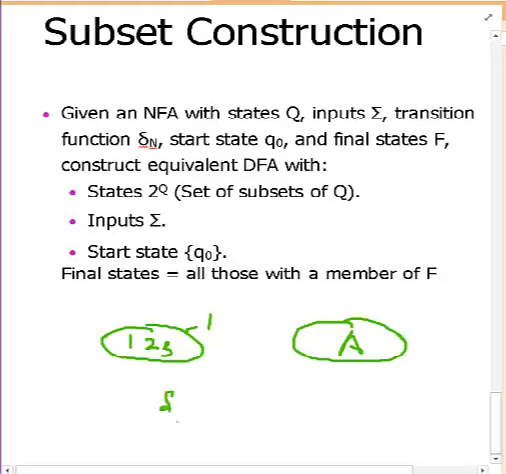So we may have a state like for example P comma Q. That means 2 states of the NFA bundled together. Okay, so these 2 states are read as a single symbol, not as a set.